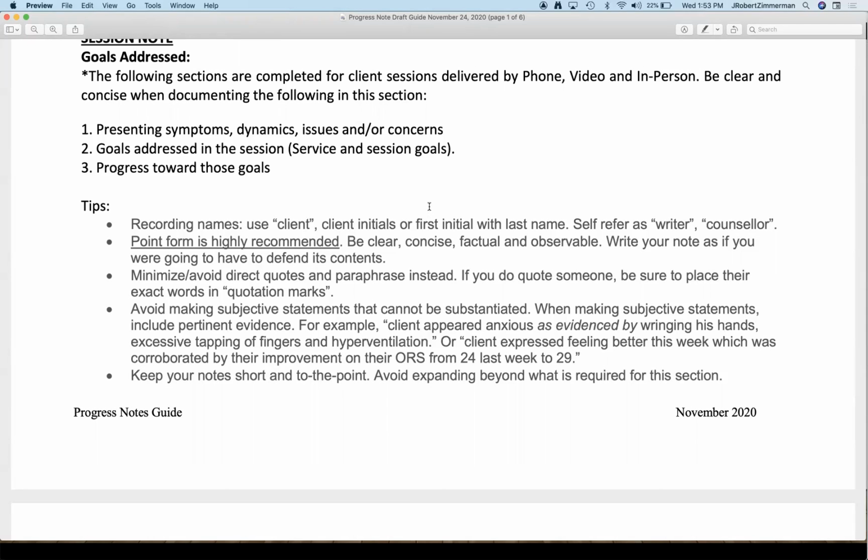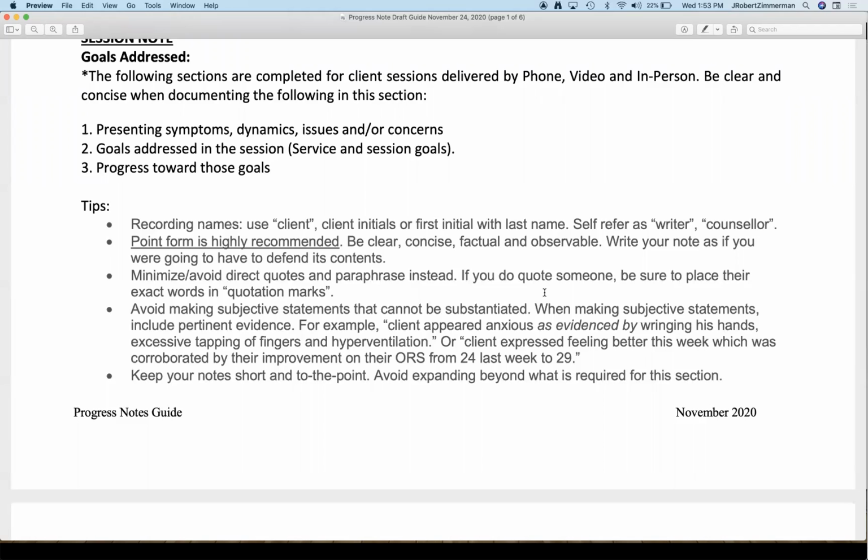Recording names, use client or client initials or first initial with last name. Refer to yourself as this writer or this counselor. Point form is highly recommended again. It really helps to eliminate extra words and extra effort. Be clear and concise in what you're recording, but also factual, and whatever you're recording is observable. Write your note as if you were going to have to defend its contents. We want to minimize and avoid direct quotes and paraphrase instead.